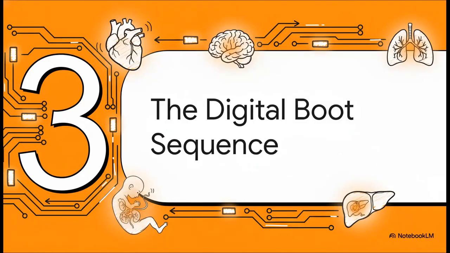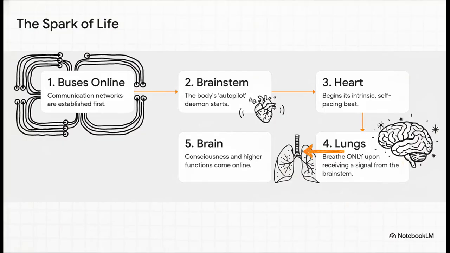All right, so with all those communication lines established, the system can finally boot up. It starts bringing organs online one by one, in a sequence that, and this is cool, actually mirrors early human development. And the sequence here is absolutely logical and vital. First, the communication buses go live. Then, the brainstem, think of it as the body's autopilot, kicks in. The heart starts its own beat, all on its own. But here's the crucial part. The lungs, they do nothing. They stay completely inactive until they get that breathe command from the brainstem.